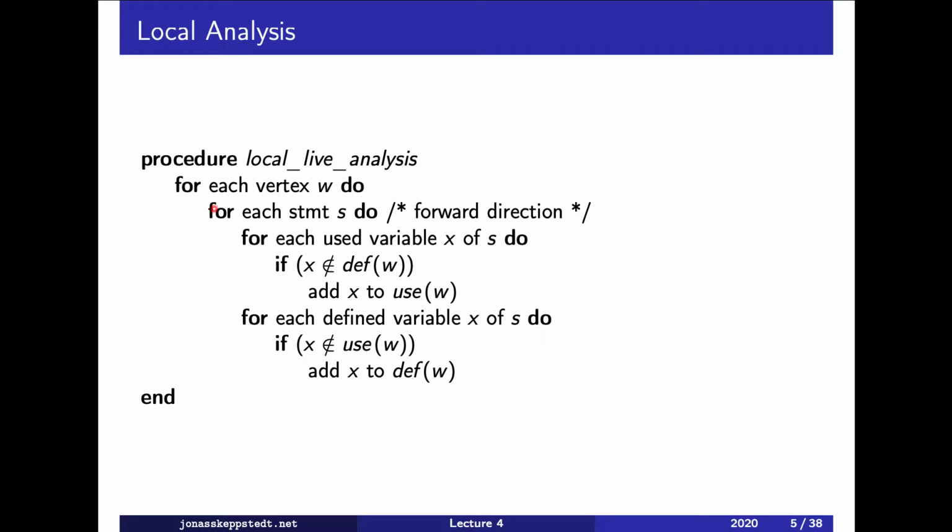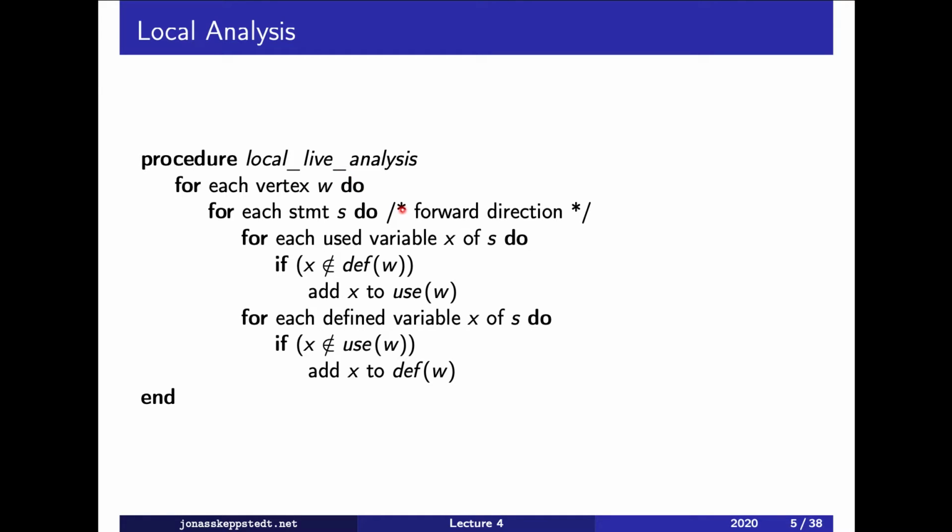Okay, so what we do is to analyze one basic block at a time. First, we do a local analysis for each vertex, and then we combine the information from all the vertices in the control flow graph to see which variables are live at the beginning of a basic block, and then also from that at the end of a basic block.